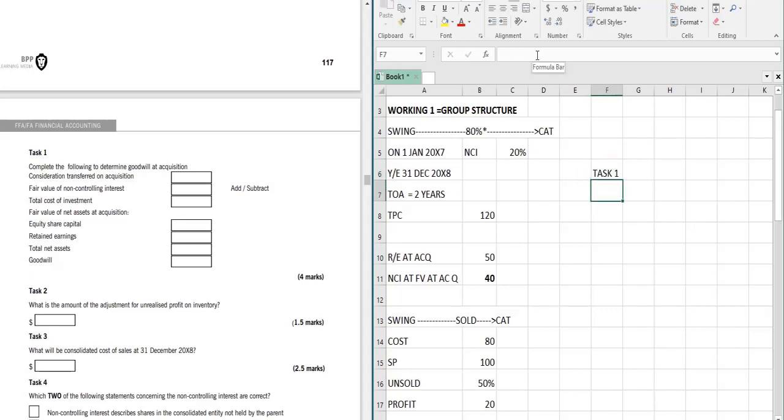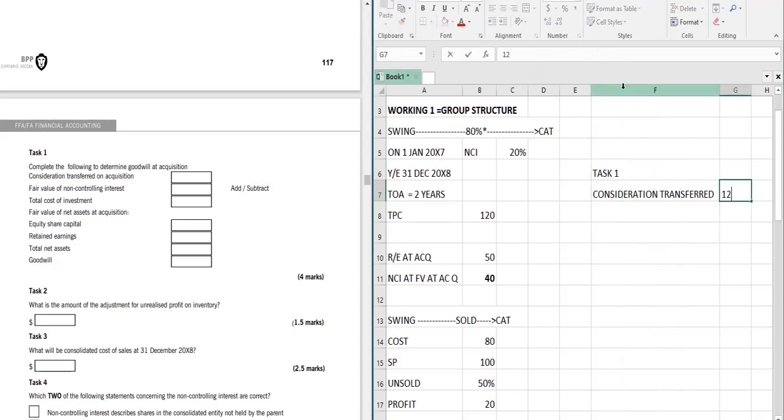Okay, so first one is consideration transferred. Consideration transferred is already given in the question, 120. So FV of NCI is also given in the question, that is 40. Okay, the total cost of investment, I have written in the shortcut COI, cost of investment. We'll just add up these amounts.